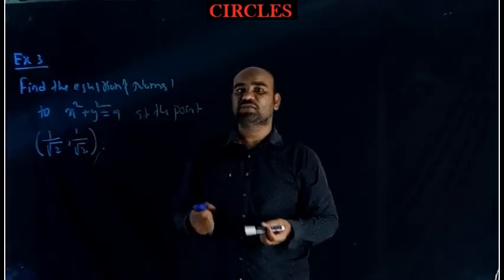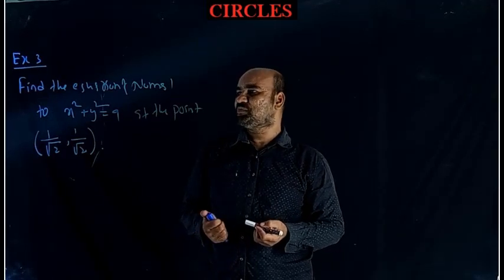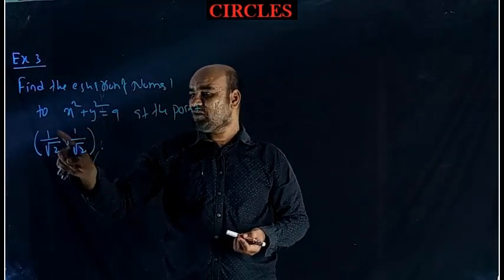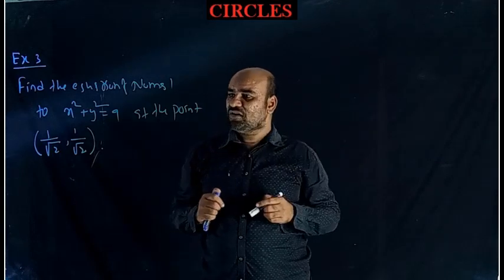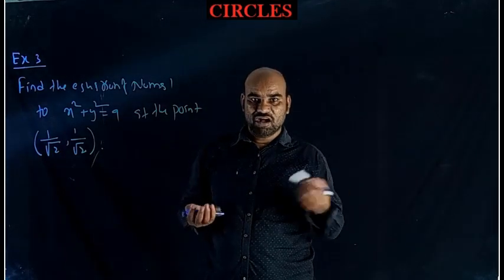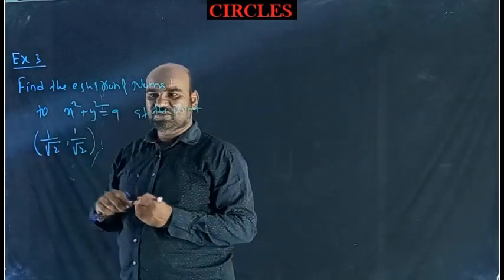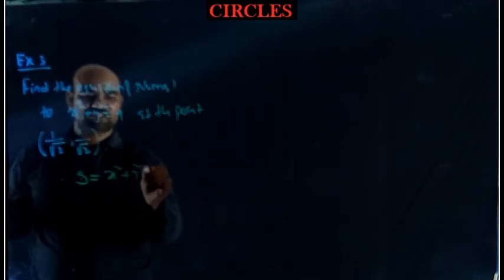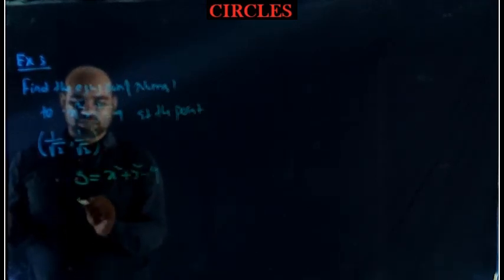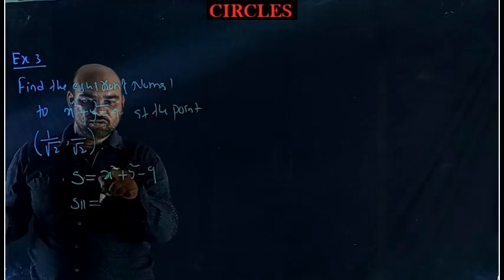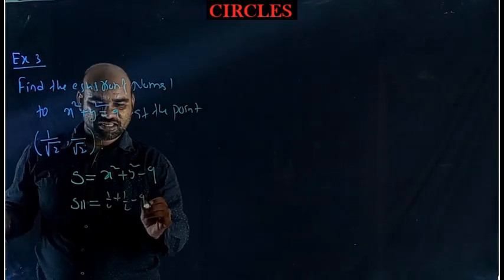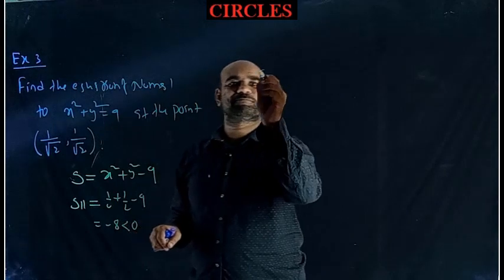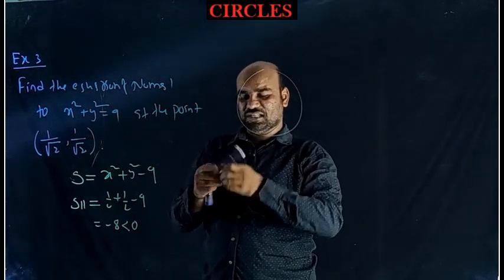Okay students, another example based on the normal concept. Find the equation of the normal to x square plus y square equal to 9 at the point (1 by root 2, 1 by root 2). First of all we want to identify where that point is, on, outside or inside the circle. So S11 we should find. So I can say S equal to x square plus y square minus 9. S11 I want. That is (1 by root 2) square, which means 1 by 2 plus 1 by 2 minus 9. That is minus 8, less than 0. Which means the point is inside the circle.